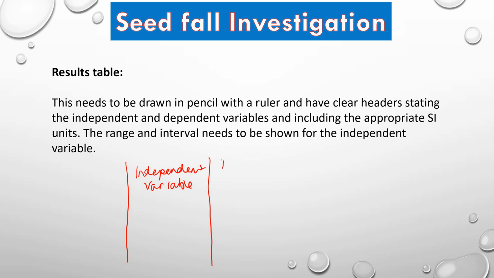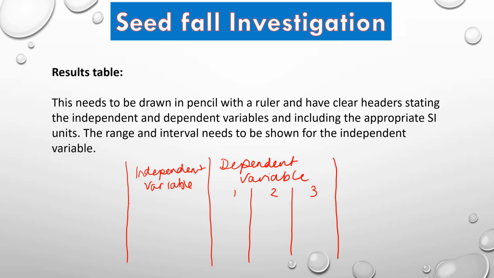And then for the dependent variable, what you've measured, you should remember from my previous video that I said that you should be doing this 3 times, repeating it. So you need to have 3 separate columns for the dependent variable that will allow you to do the 3 different attempts and write down what they are. And the dependent variable is the time it takes for the seed to fall, and that would be in seconds. So make sure you've got your units in there.